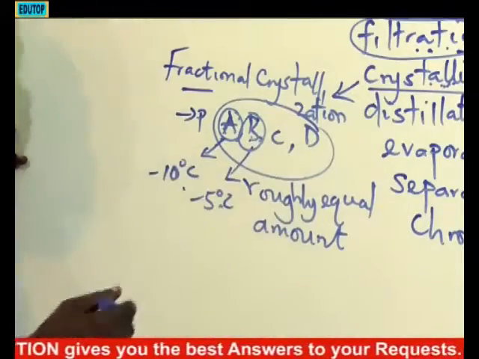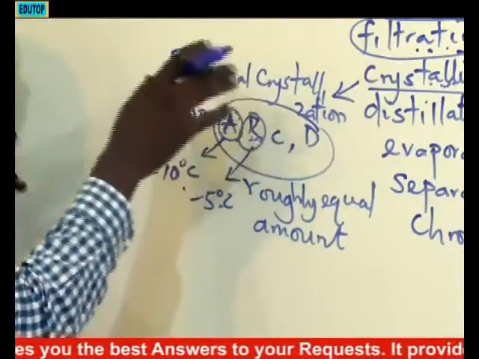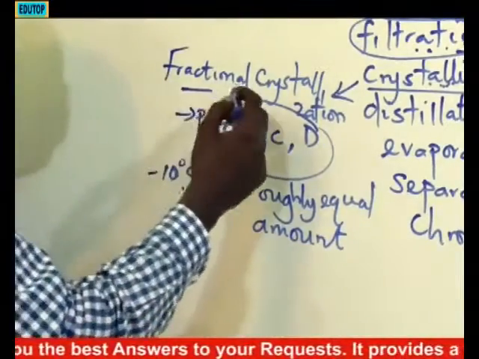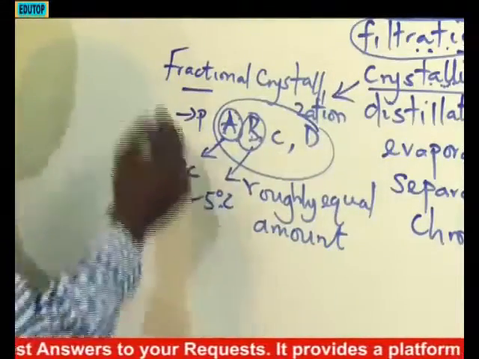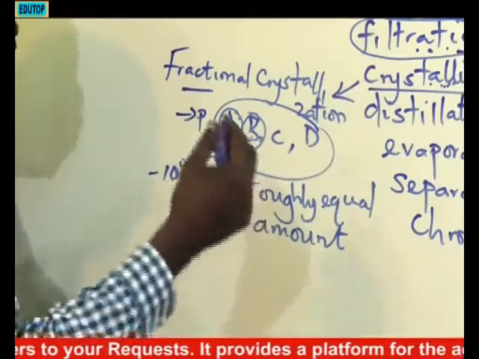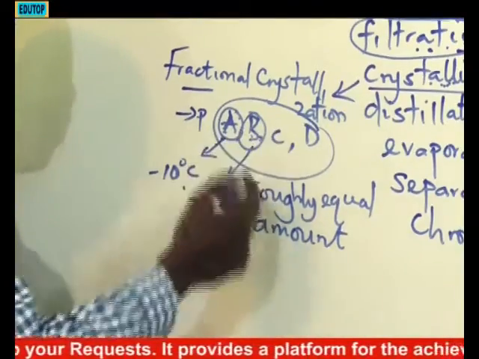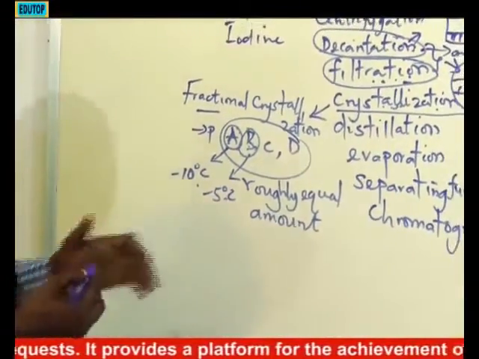That is the mode of separation of fractional crystallization. So I've been able to tell you when to employ crystallization and fractional crystallization. Fractional, that is when you have a smaller amount of smaller content with what? Roughly equal amounts. Then let's talk about distillation.